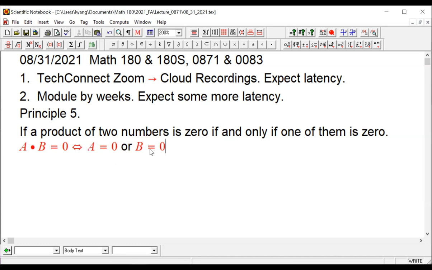If the product of 2 numbers is 0, if and only if one of them is 0. Okay, this property is called the zero product property. This property alone explains to you why you had to learn how to do factoring. Principle number 5 alone, of course, principle number 6 also. This is the principle that explains why we spend so much time on factoring.